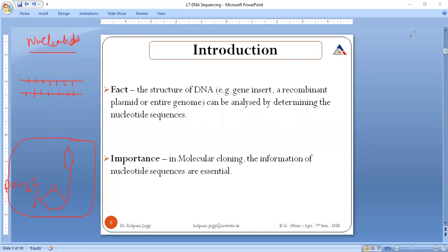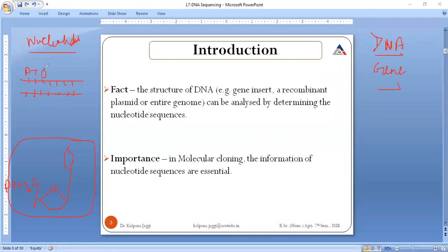And DNA is composed of nucleotides only. The term DNA sequencing, or often we can call it gene sequencing, means that we need to know the sequence of nucleotides present on the DNA. This is what is said to be DNA sequencing.